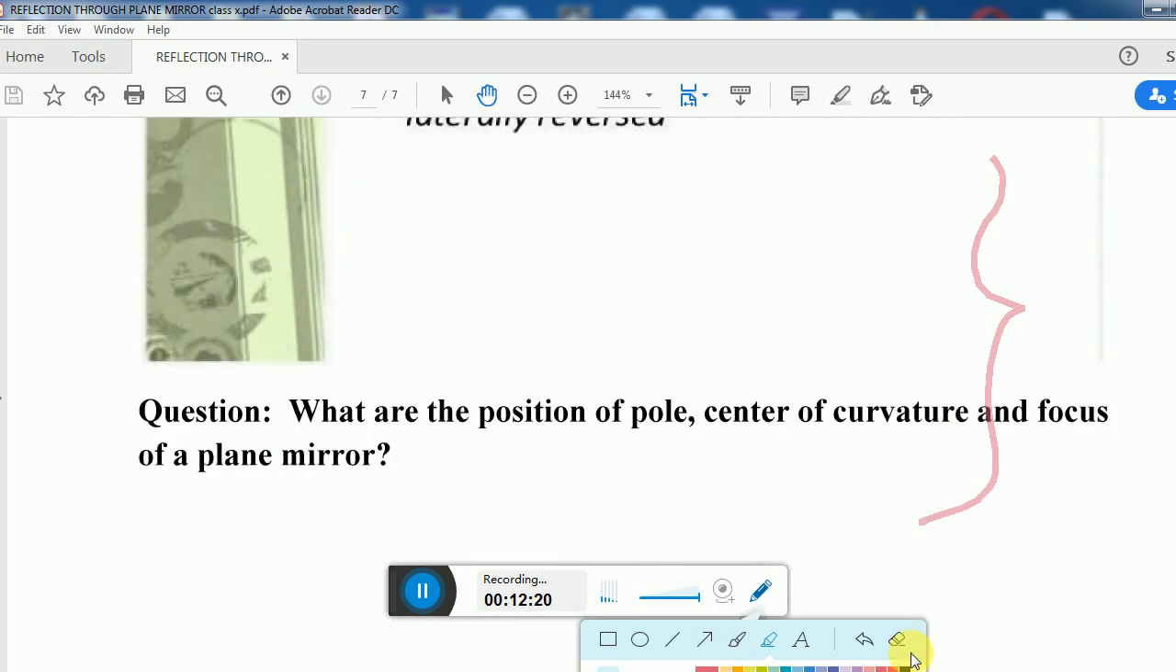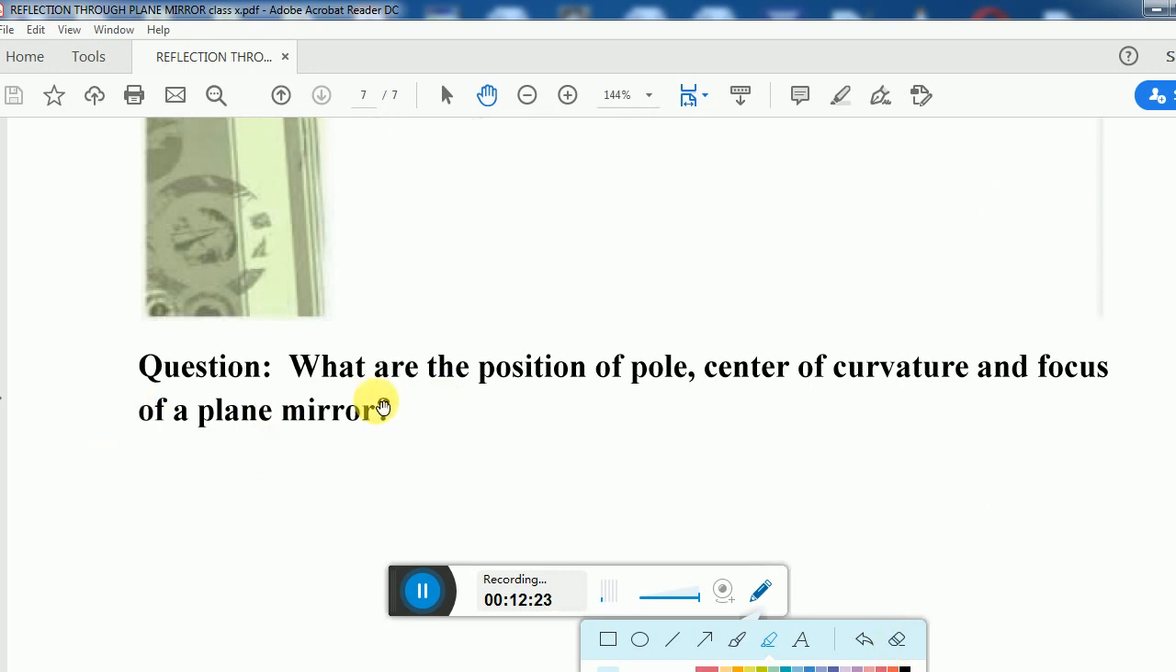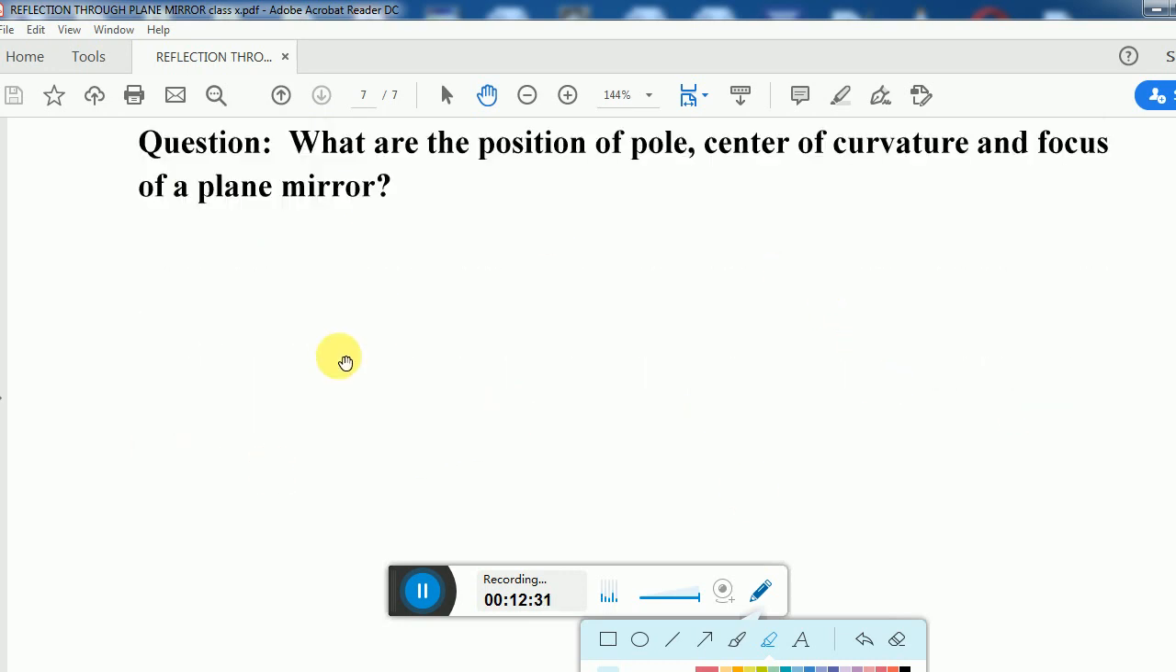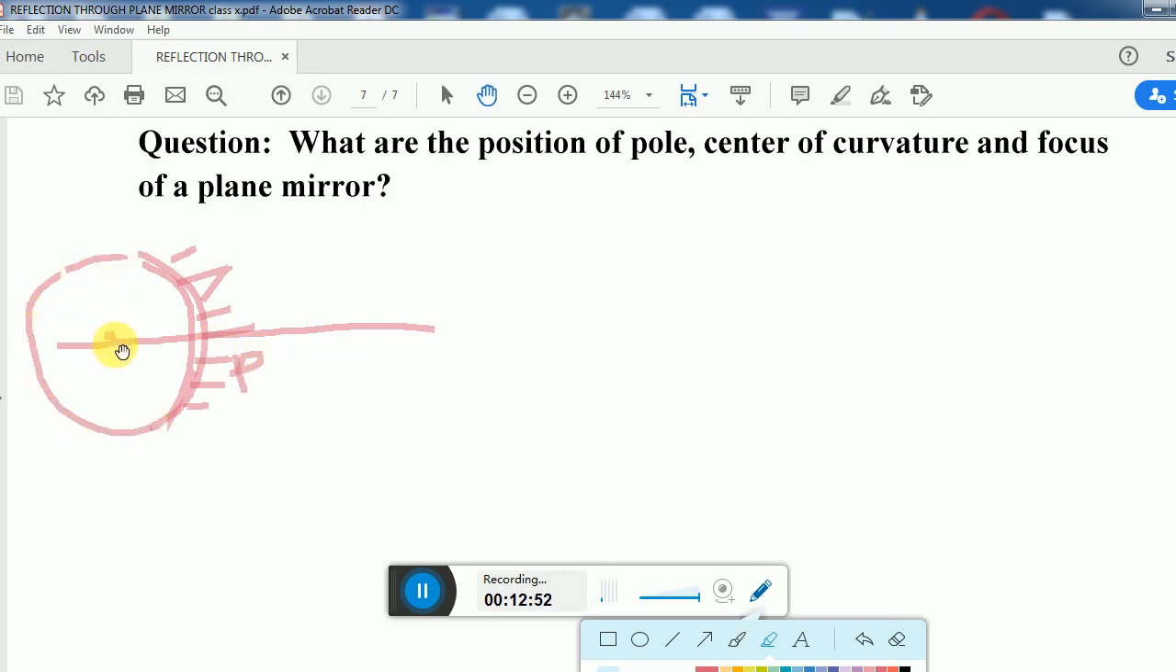And this is one question here. What is the position of the pole, center of curvature, and the focus of a plane mirror? In the previous class we learned about the pole of the concave mirror and the convex mirror. Suppose this is a concave mirror. If I draw a line, this is called the principal axis. This is the pole, and if I draw a circle in this way, the center of the circle is called the center of curvature. In between the pole and center of curvature there is the focus.